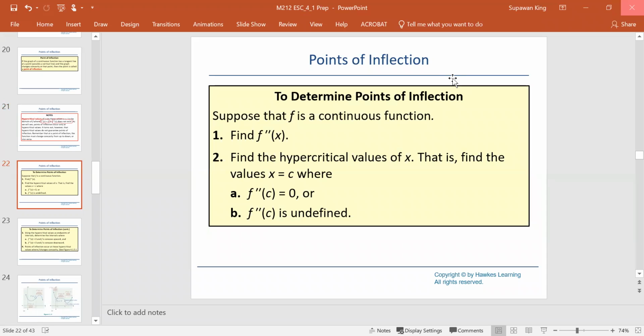To determine points of inflection. Step 1, find the second derivative. Step 2, find the hypercritical values of x by looking at two different cases. The first case, f double prime at c equals 0. Second case, f double prime at c is undefined.